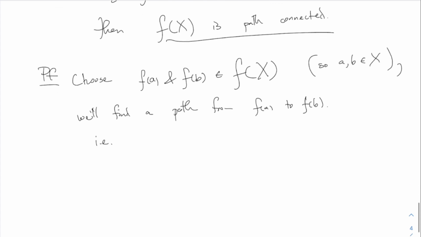What would that look like? Usually I call a path f, but not this time, because I have something else called f. I'll call it P. P for path goes from the interval 0 to 1 to Y with P of 0 equals f of A, P of 1 equals f of B. That's what a path from f of A to f of B means.